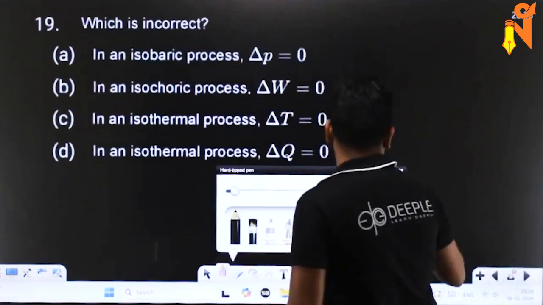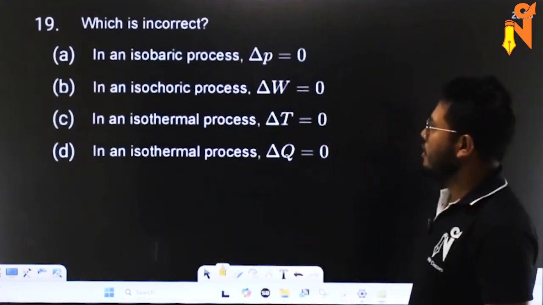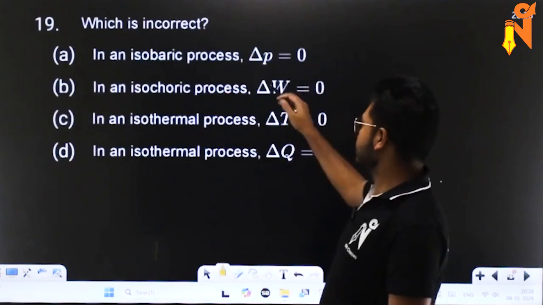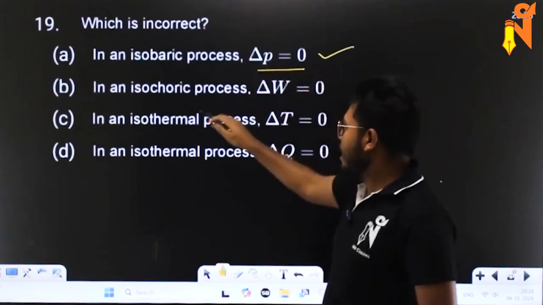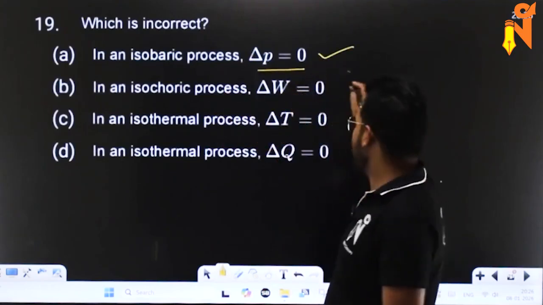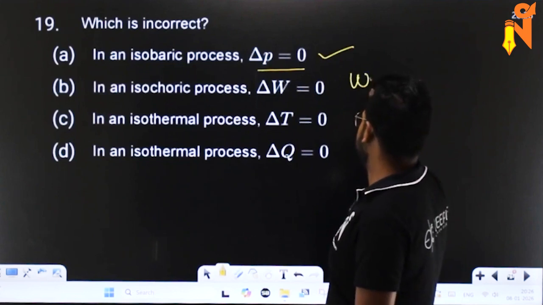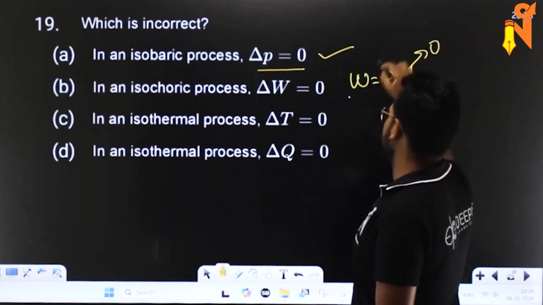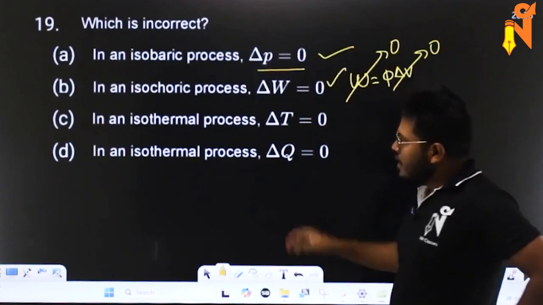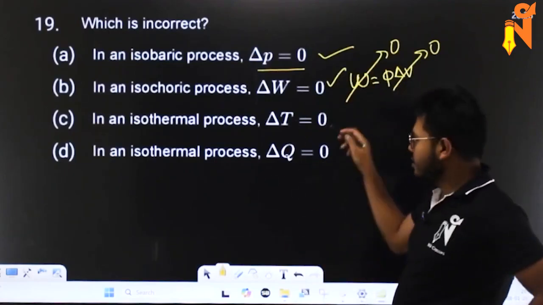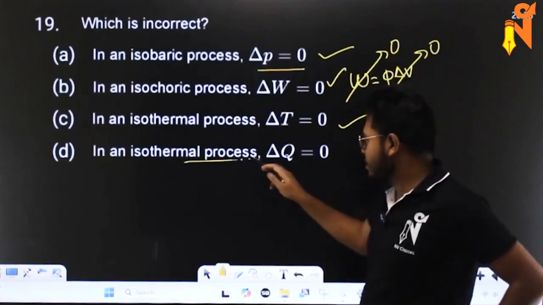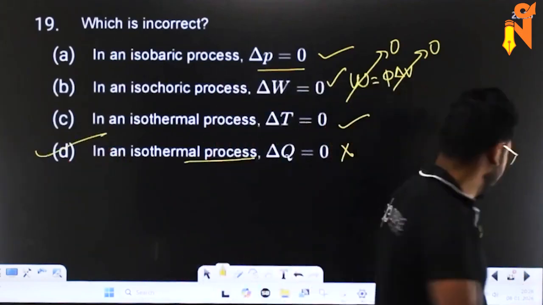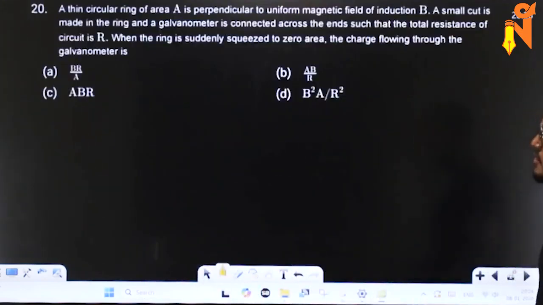Let's come to the next one. Which one is incorrect? In an isobaric process, delta P equals 0, correct. Isochoric, delta W is 0. Why? Because W is given as P delta V. Since delta V is 0, work done is 0, correct. Isothermal process, delta T is 0, correct. In an isothermal process, delta Q is 0, not correct. So this is the correct option for us. Simple, huh? All simple questions.